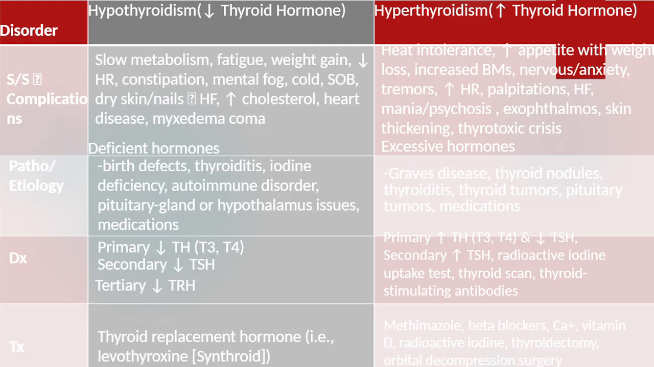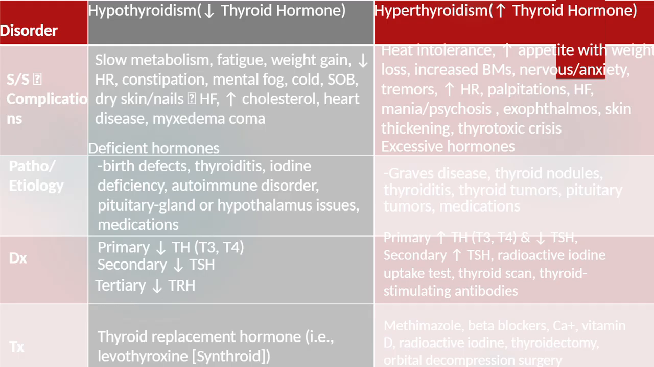Another hallmark sign is exophthalmos, which means bulging eyes caused by inflammation and fat buildup behind the eyes. This is unique to Graves' disease. The skin can also thicken on the front of the lower legs, a finding called pretibial myxedema.